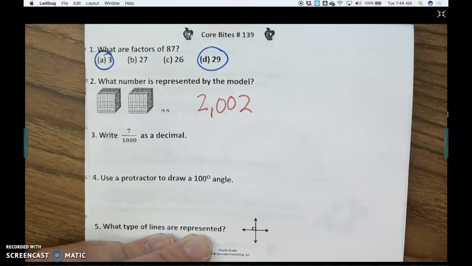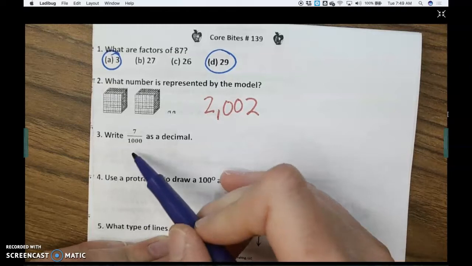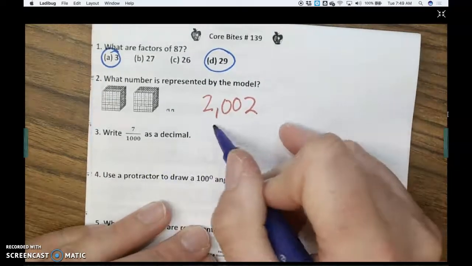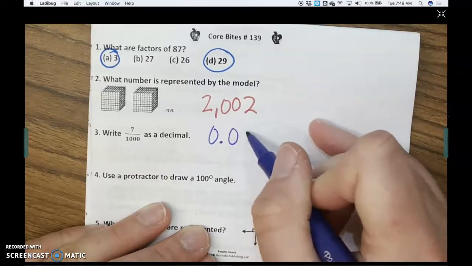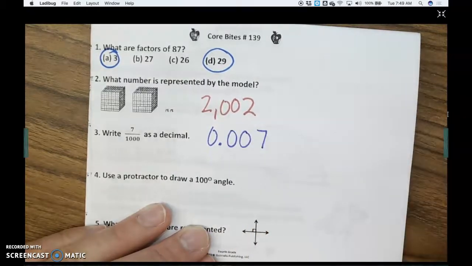For number 3, we're using our fractions and decimals. So this is a new one. It's in the thousandths place. So you would say 0, decimal point. That'd be your tenths, hundredths, and then thousandths.